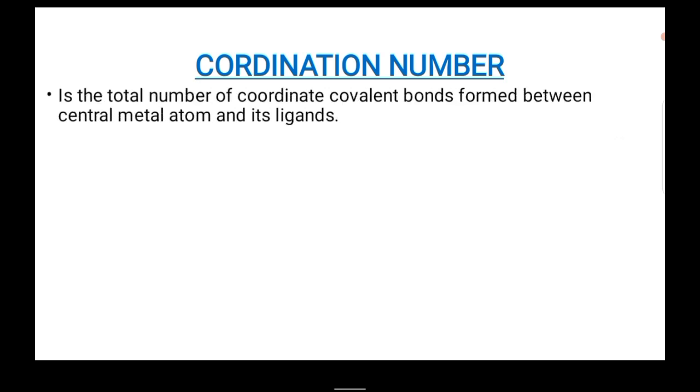Another commonly used term is coordination number. Coordination number is the total number of coordinate covalent bonds formed between a central metal atom and its ligands.